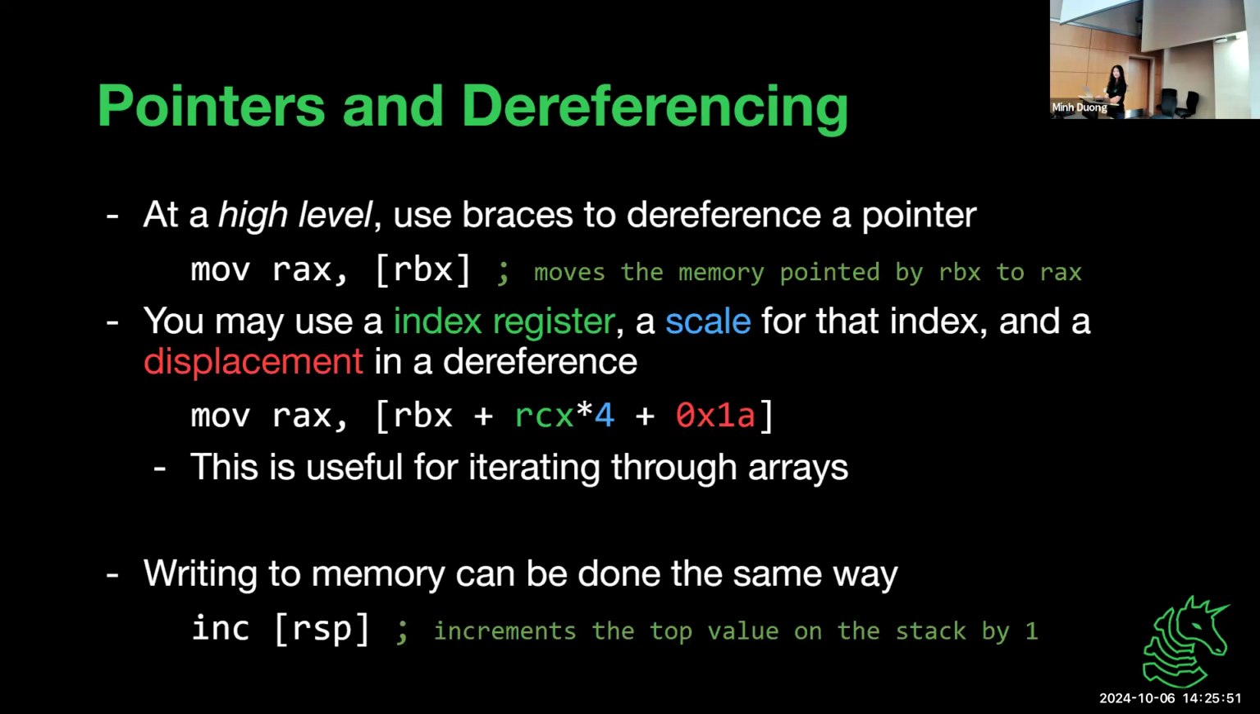This displacement is kind of odd to just tack on there, but the main purpose is if you are iterating through, say, an array of structs, and the value in that struct might not be at an exact position. It might not be 0 aligned, so you have a displacement to access a specific value within a struct that might be very packed. Writing to memory works the same way. You would just make your destination register have this dereference operator, and in this case, it would increment the top stack value by 1.